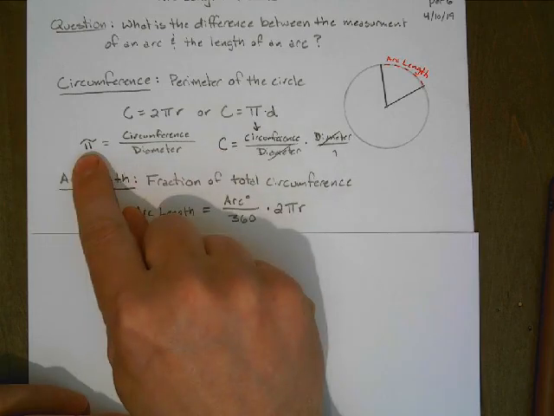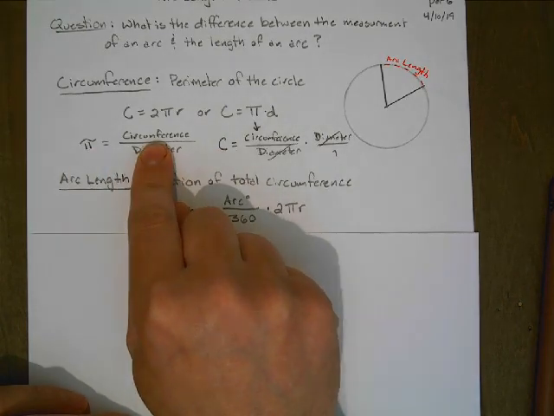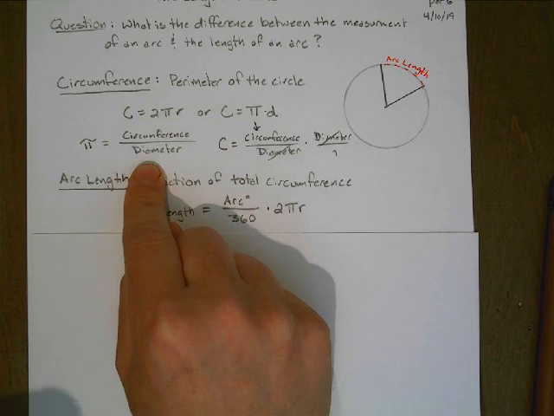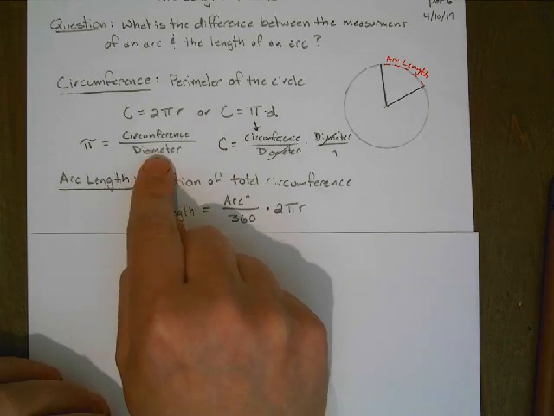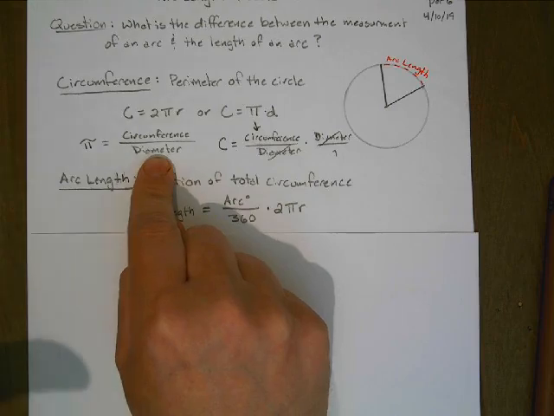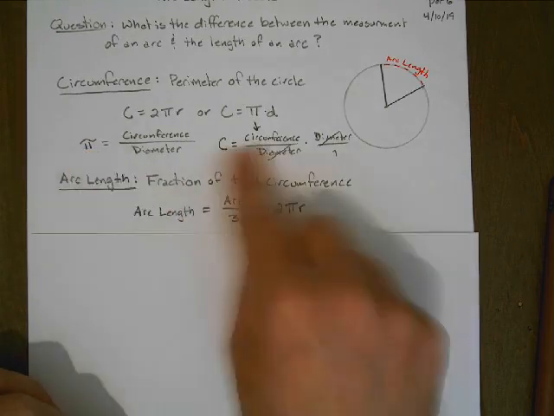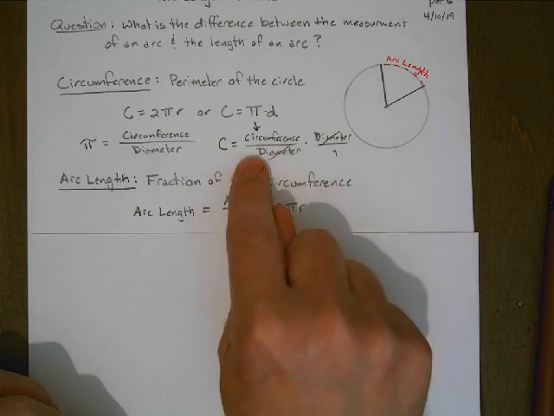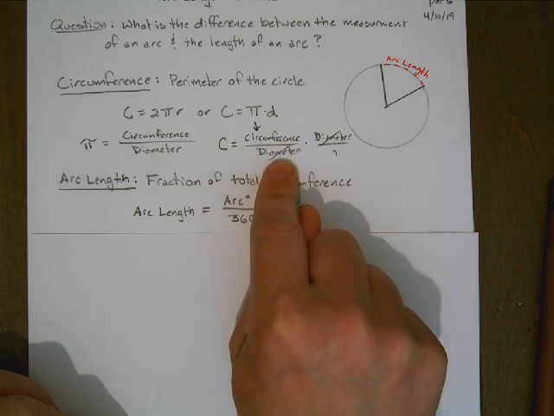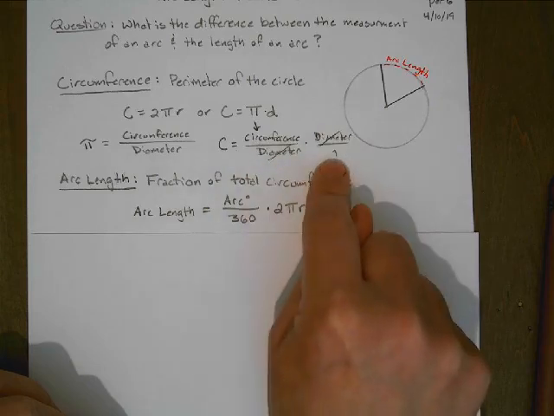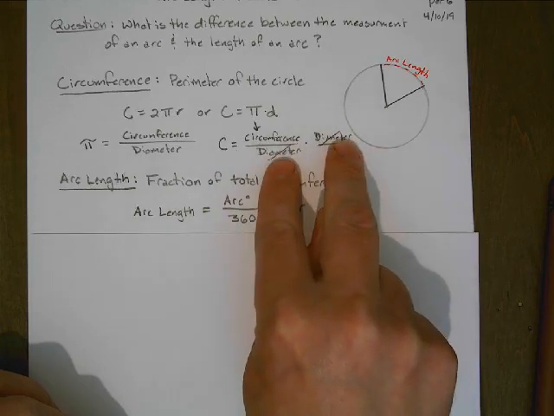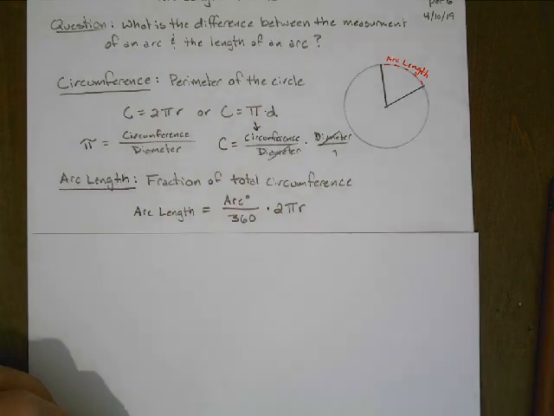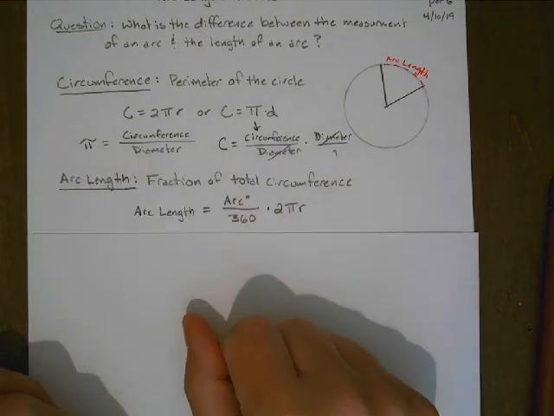So pi is just any circle's circumference, so the outside measurement, divided by its diameter. Doesn't matter how big or how small the circle is. If you divide its circumference by its diameter, you always get 3.1415, blah, blah. You get pi. So it makes sense that circumference is pi times the diameter, because pi is circumference over diameter. If you multiply circumference over diameter by diameter, the two diameters cancel each other out, and you're just left with circumference. And of course, circumference equals circumference. Anyways, you don't need to know that. That was just for free.